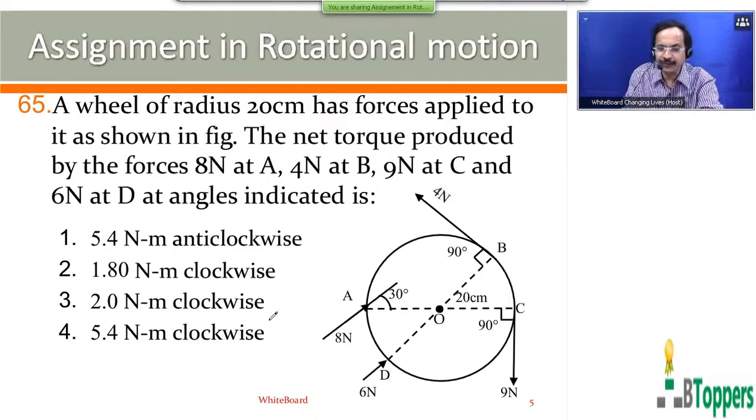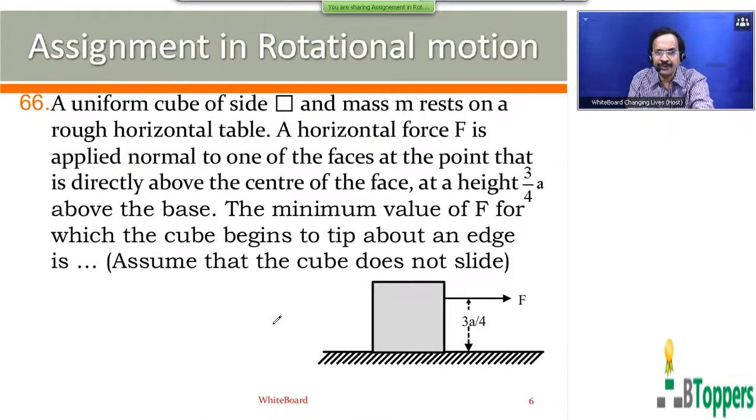So next I am going to show you the next question, question number 66. The uniform cube of side, you write small a. Look at question number 66. A uniform cube of side small a and mass small m rests on a rough horizontal table.